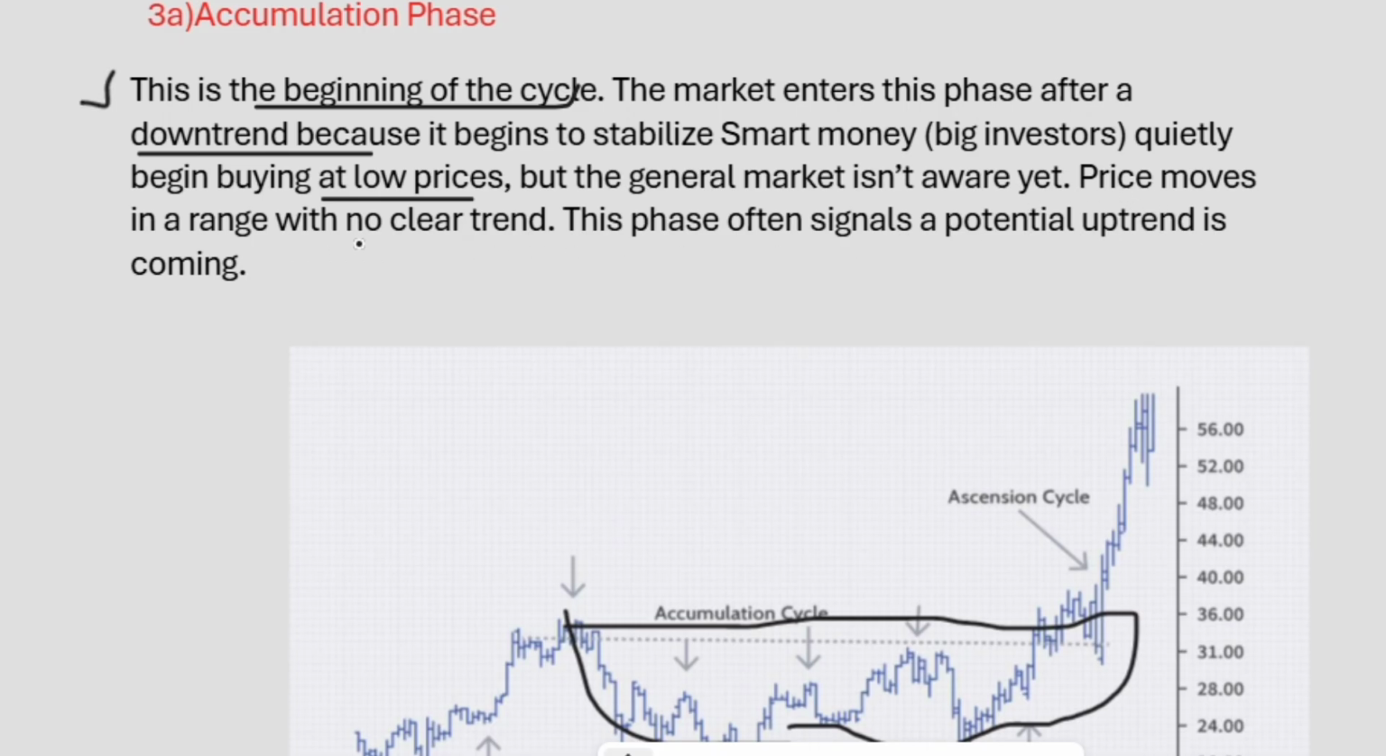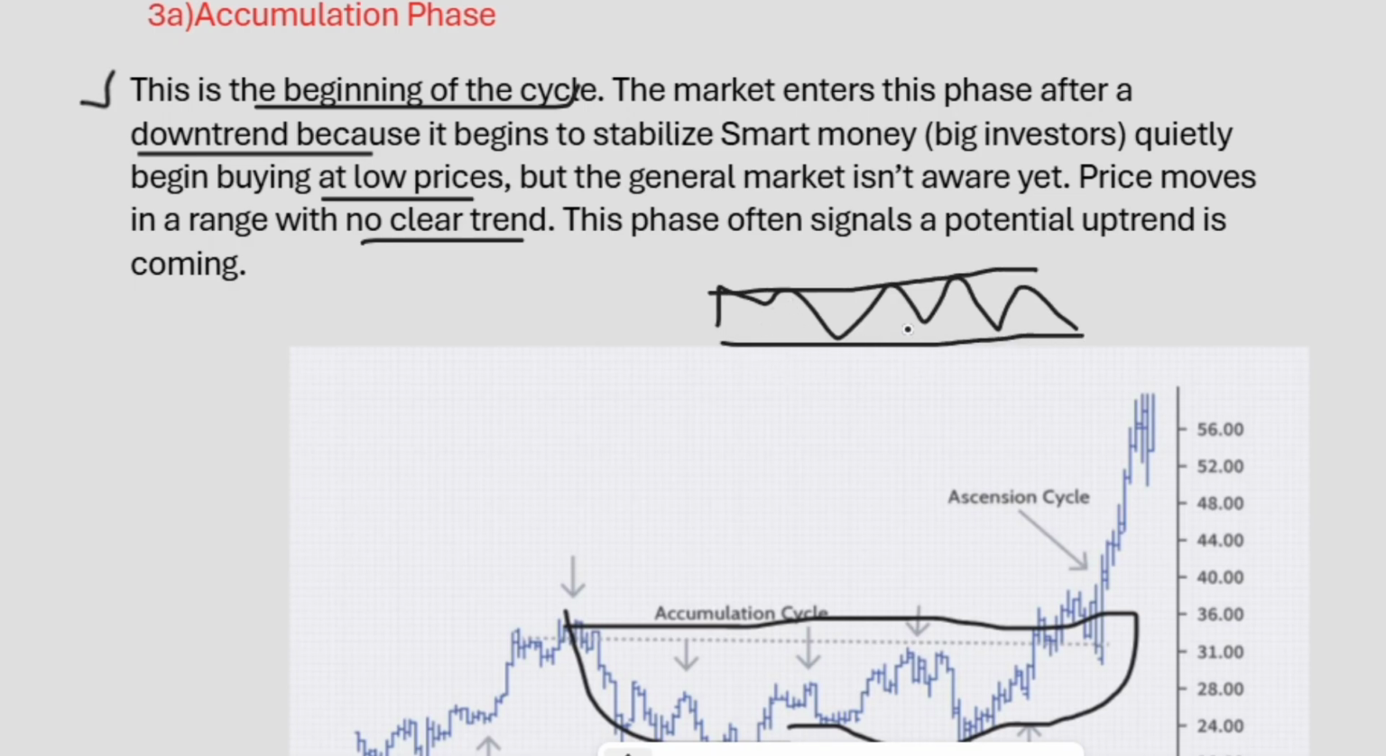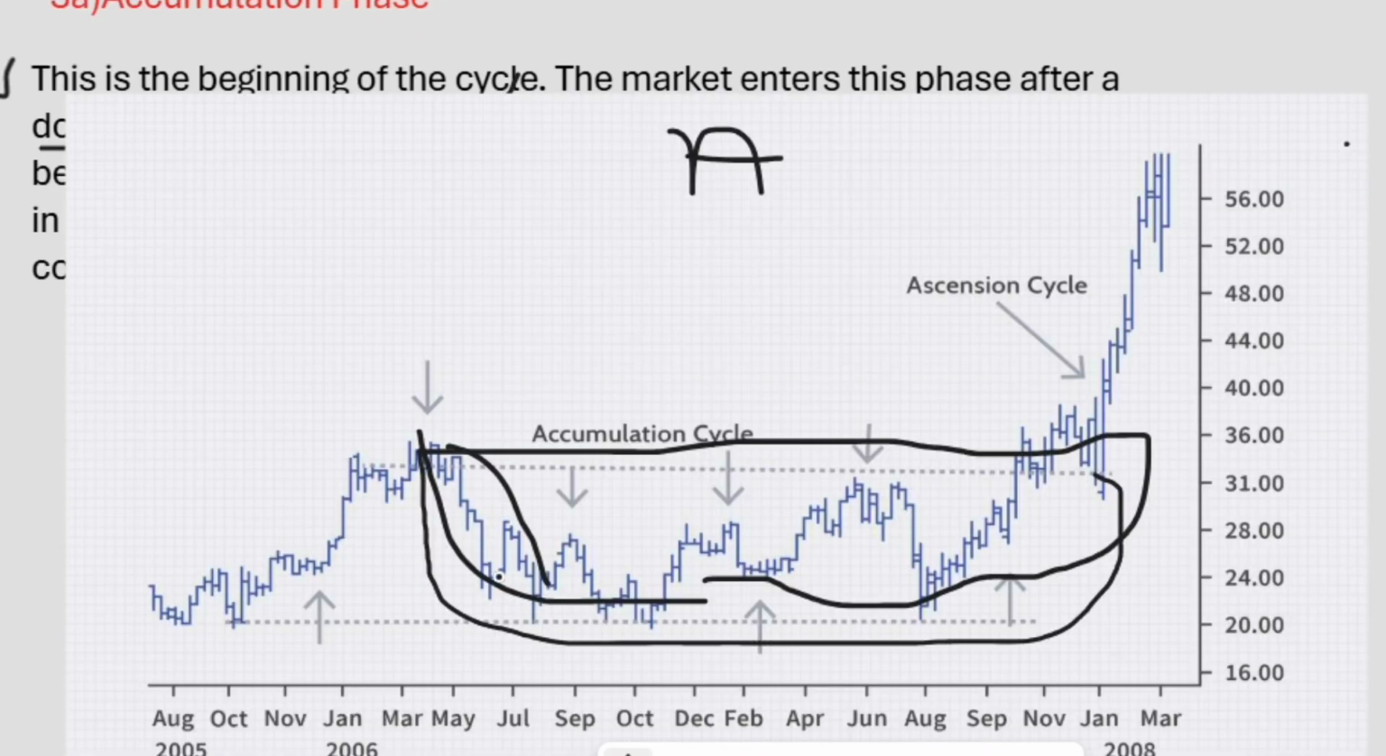Price moves in a range with no clear trend. You start seeing price moving up, down, up, down. There's a resistance here, the ceiling, and there's a support here, the floor. This phase often signals a potential uptrend is coming. After a downtrend, if you start seeing price consolidating, like around here, note that the big buyers are putting in their orders in the accumulation phase before markup.